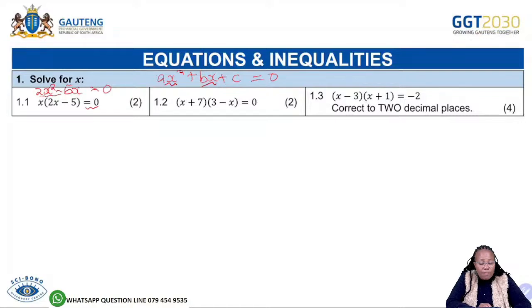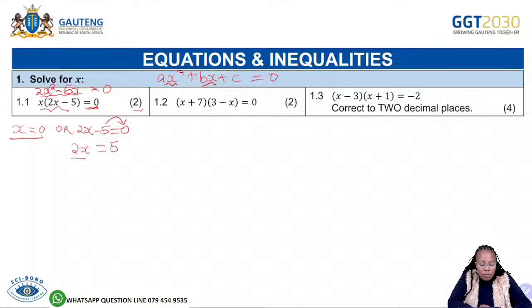But there's no need for this, grade 12, because if the brackets are equal to 0, they have already factorized for you. Do not waste time. That is why we are having 2 marks there. They are telling you go straight to the answer. So the first x will be equal to 0, or 2x minus 5 will be equal to 0. So this is your first solution. Now we need to deal with this one, 2x, transpose minus 5 to the right, it will be positive 5.